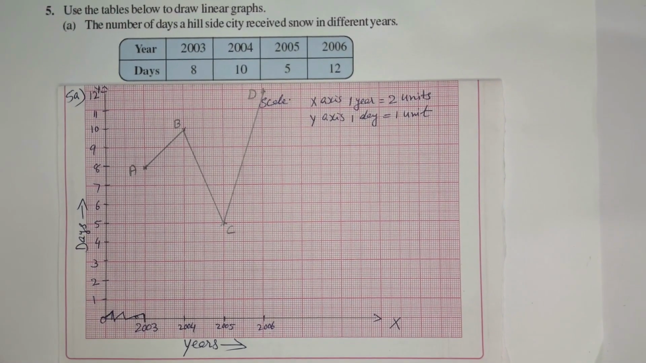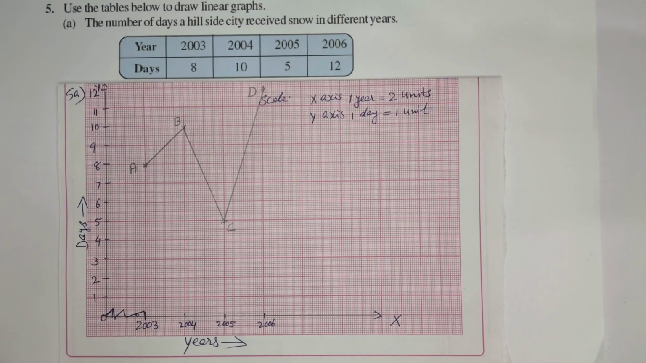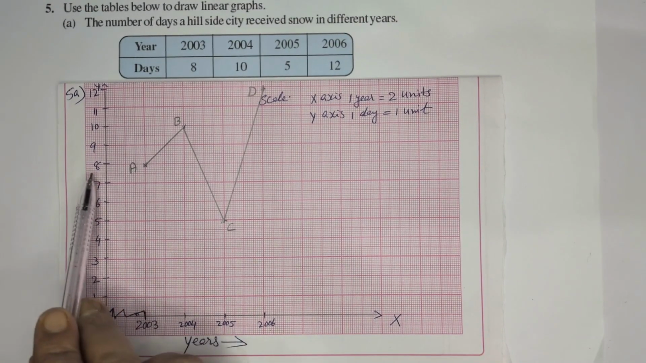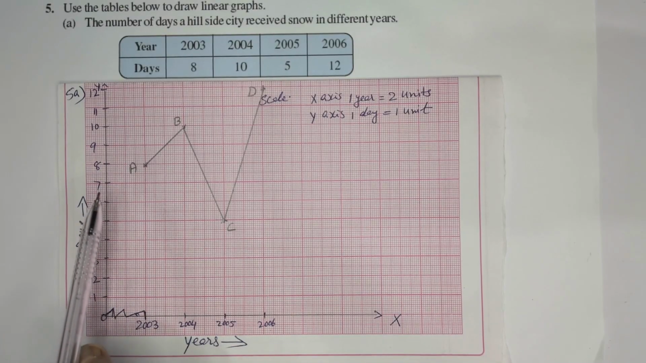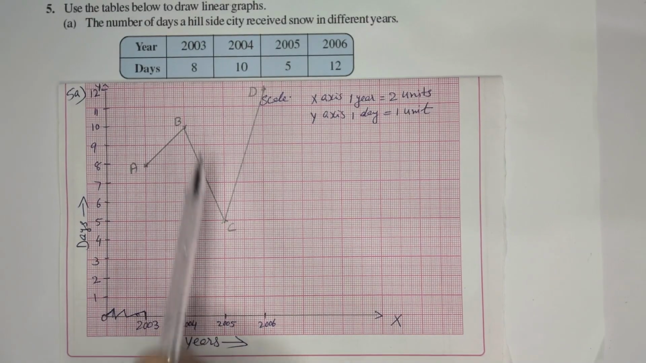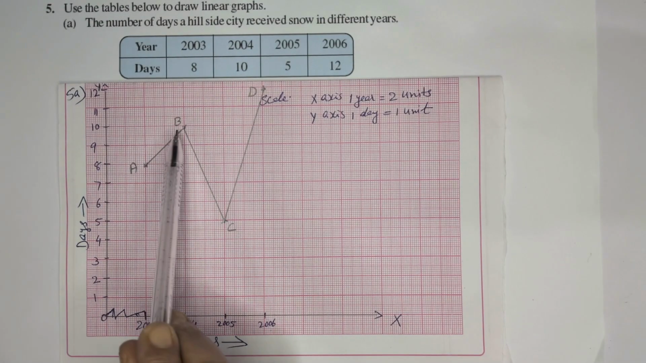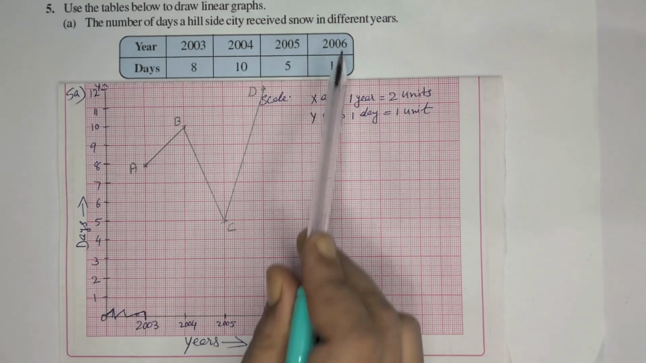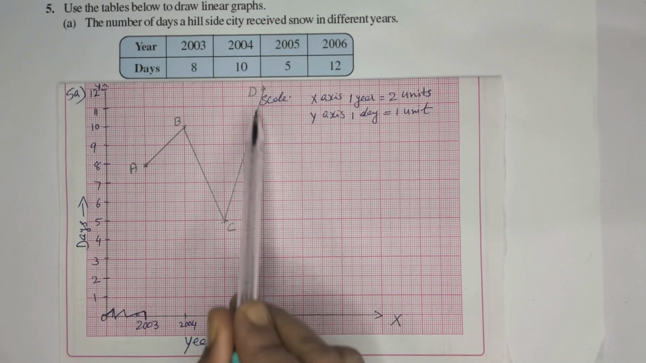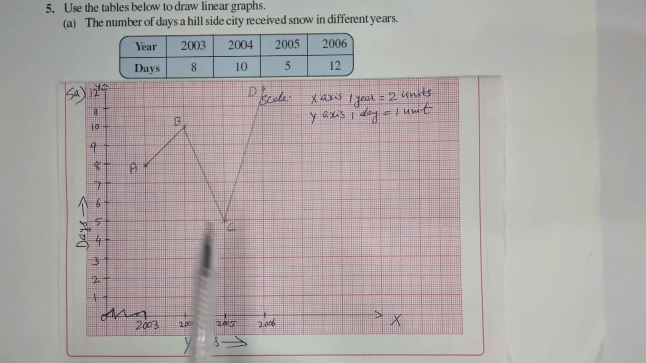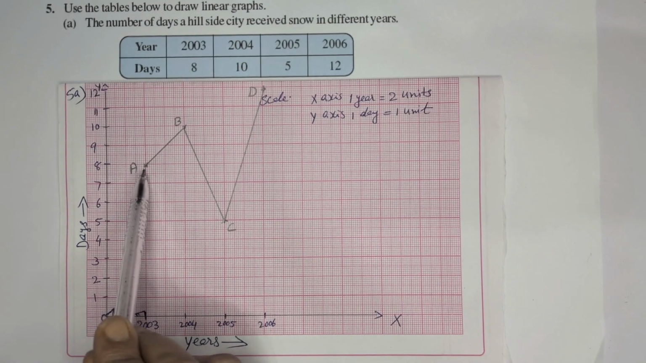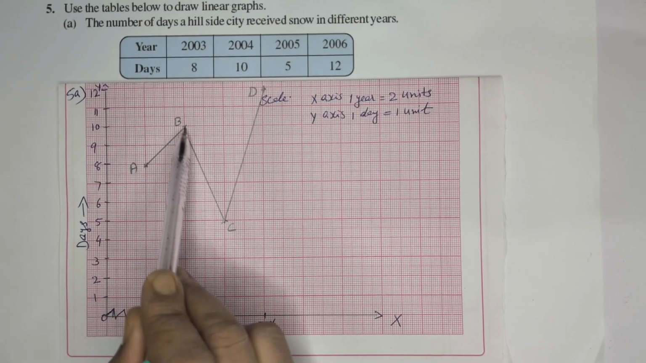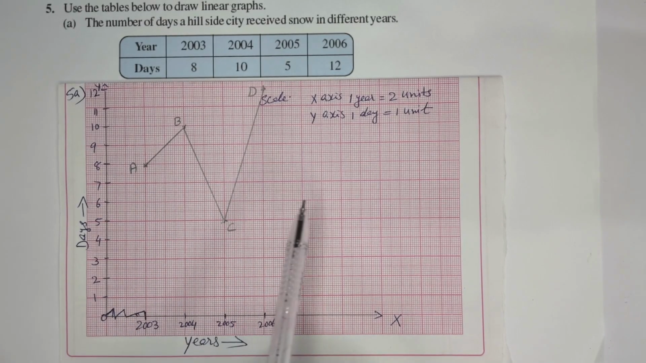And according to the table, in 2003, 8 days snowfall, and in 2004, 10 days, 2005, 5 days, 2006, 12 days. So we can draw the graph. First we have to mark the points according to the table and then join the points using the scale.